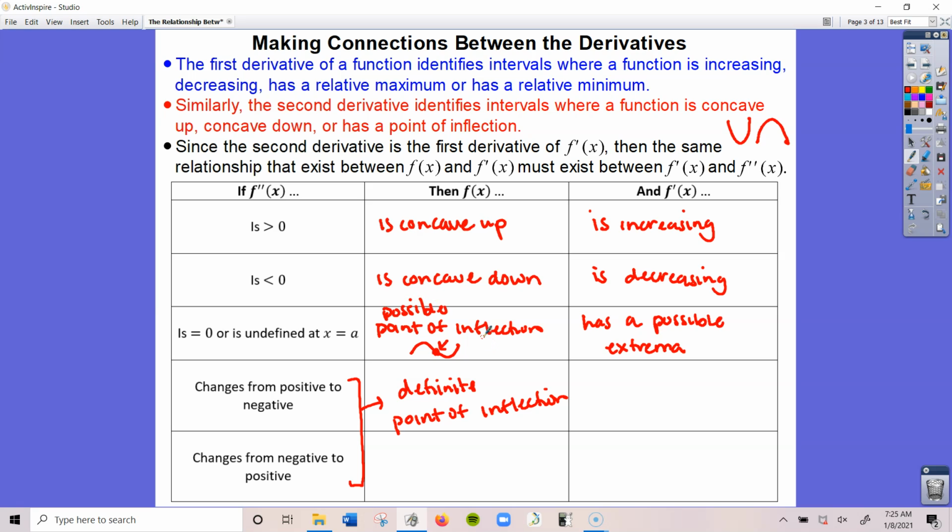It could be a point of inflection or it may be something else going on, but when it changes signs, that means it's definitely changing concavity, either from concave up to down or concave down to up. There is a definite point of inflection when the second derivative changes signs. If the second derivative changes from positive to negative, the first derivative has a maximum. If it changes from negative to positive, the first derivative has a minimum.